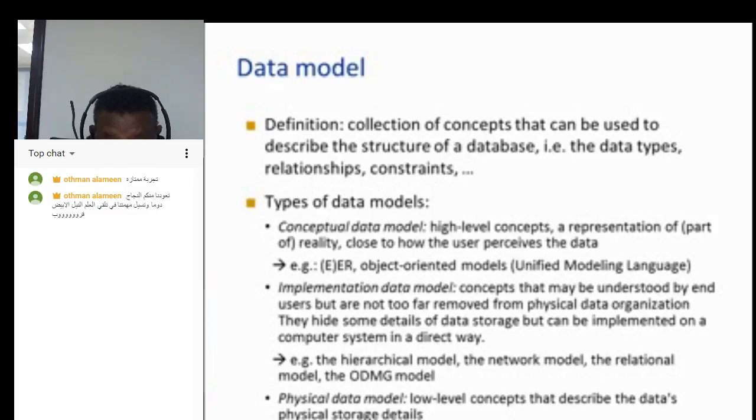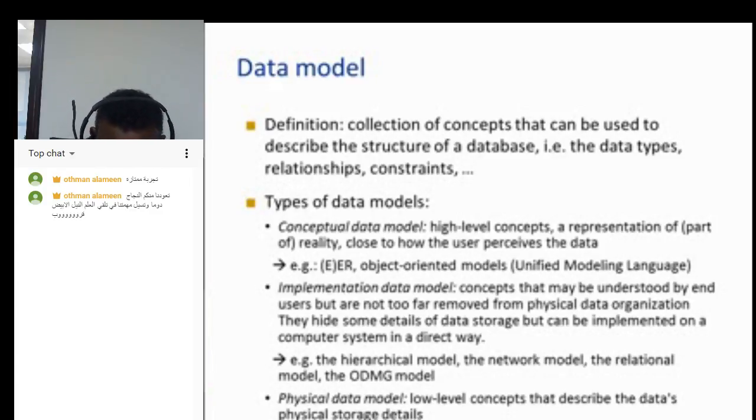Next to that, you also have data models which are going to be more implementation focused. Here we're going to discuss concepts that may be understood by end users, but are not too far removed from the physical data organization. So we're getting closer and closer to the implementation here. They're going to hide some details of data storage, but can be implemented on a computer system in a direct way. So those models are technically a little bit more detailed than the conceptual data models, which are more high level. Examples of implementation data models are the hierarchical model, the network model, the relational model, and the ODMG model, which we're again going to come back to later on.